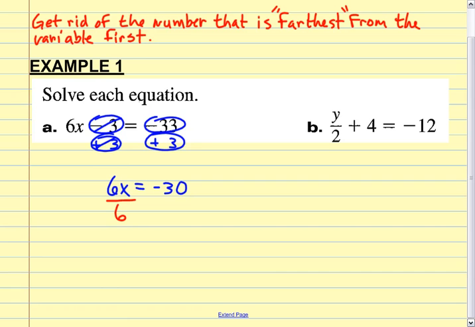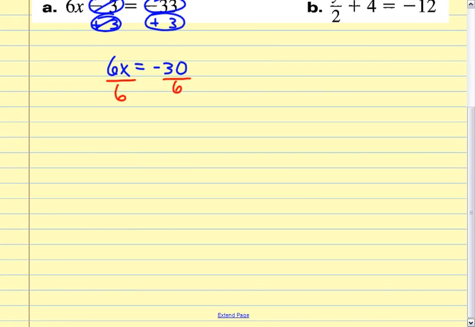Here and here. Notice I did not use a division sign. We wrote it as a fraction. What happens to the 6's? Pace? They cancel out and then you're left with 6. I'm left with X. X. And what do I get on the right side, Elise? Negative 5. -5. Okay?